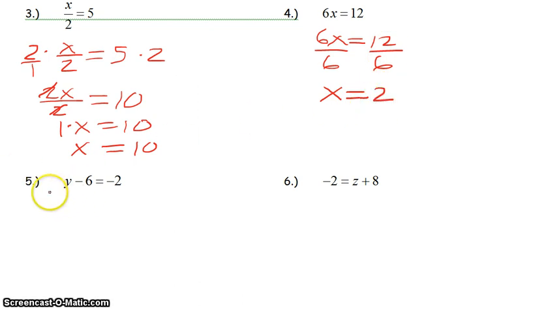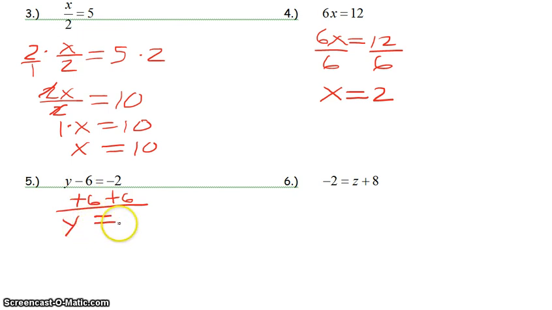Okay, now we come to problem number 5. We have y minus 6 is equal to negative 2. Now we want to get y by itself. So since this is subtract 6, we will add 6 to both sides. So we bring down our y, and we know negative 6 plus 6 is 0. Y plus 0 is y, so we don't have to write the 0 here. So we have y equals negative 2 plus 6, which is positive 4.